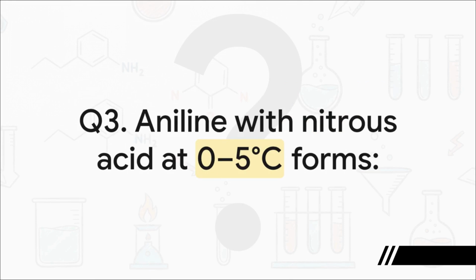And last one, question 3. Aniline, that's a primary aromatic amine, reacts with nitrous acid at 0 to 5 degrees Celsius and forms what? Look at your options, pause the video, and lock in your answer. The correct answer is, of course, B, diazonium salt. This question is testing that very specific condition we talked about. The low temperature is the big clue that you're forming the stable salt.